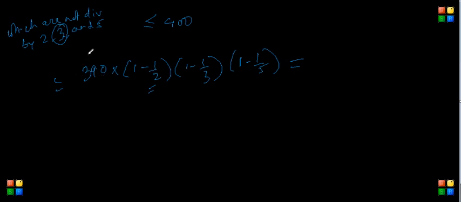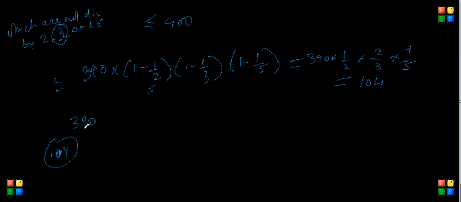So understand that this is not exactly the phi of 390, but this is only a tool to calculate the number of numbers which are less than or equal to 390 and not divisible by a certain set of other numbers like 2, 3 and 5. So what is this value? 390 times 1/2 times 2/3 times 4/5. So this is 104. So I am saying that up to 390 there are 104 numbers that are not divisible by 2, 3 and 5.